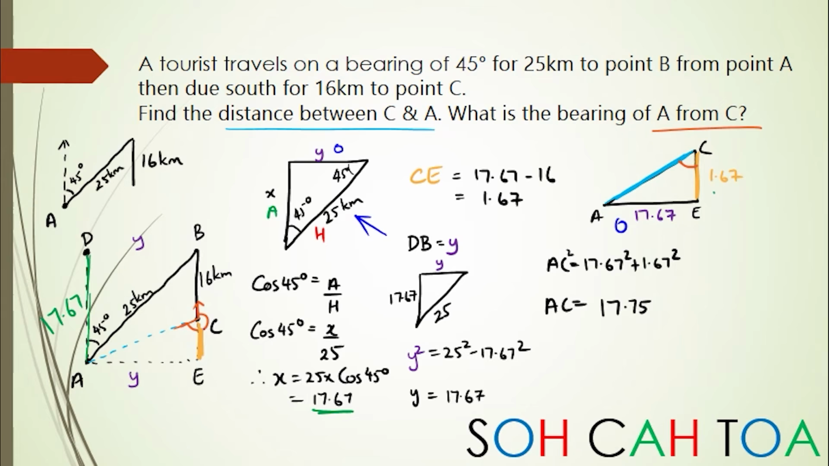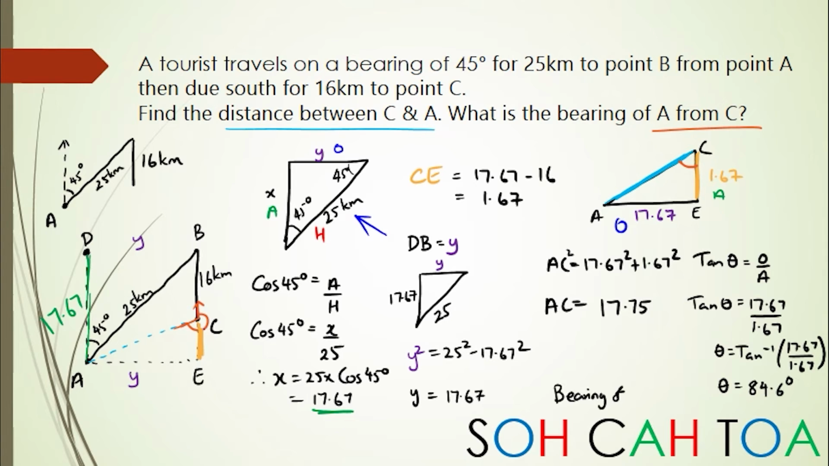As for the angle, I need to do opposite and adjacent. So that's going to be opposite, that's going to be adjacent. I'm using tan. Tan theta equals opposite over adjacent. Tan theta equals 17.67 divided by 1.67. So theta equals inverse tan of 17.67 over 1.67. So shift tan divided by 1.67. I get an angle of 84.6 degrees, which means for the bearing, I've got to add 180 to it. So I get a bearing of 264.6 degrees.